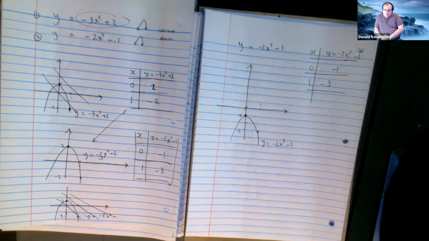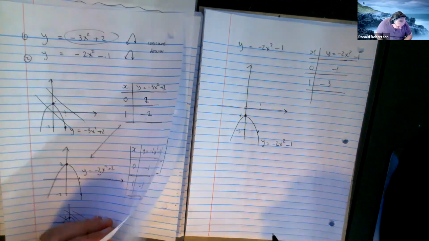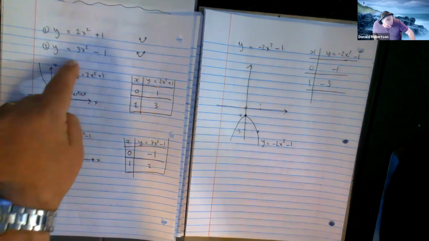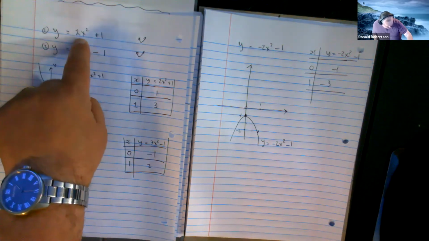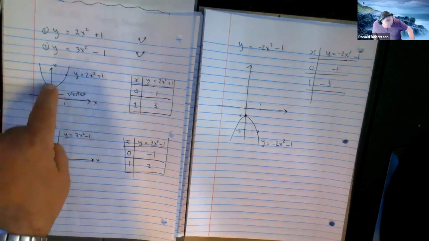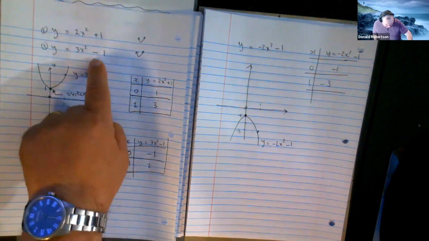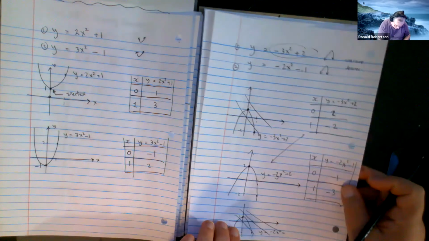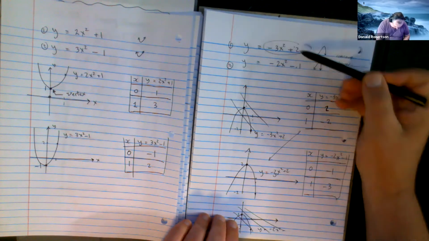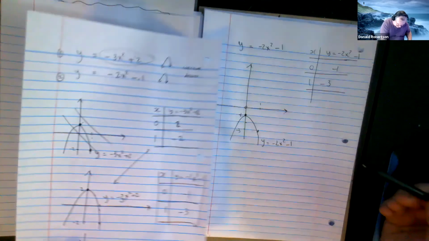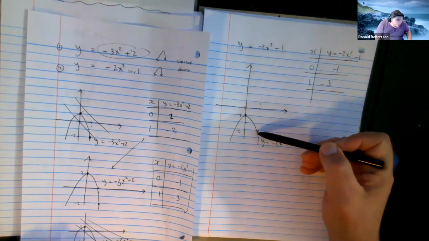Are we cool with negative x squareds of some kind plus or minus a number and what they look like? Positive x squareds and plus or minus a number, what they look like. So we have those two guys: positive x squared add a number, positive x squared take away a number, negative x squared add a number, negative so many x squareds take away a number.